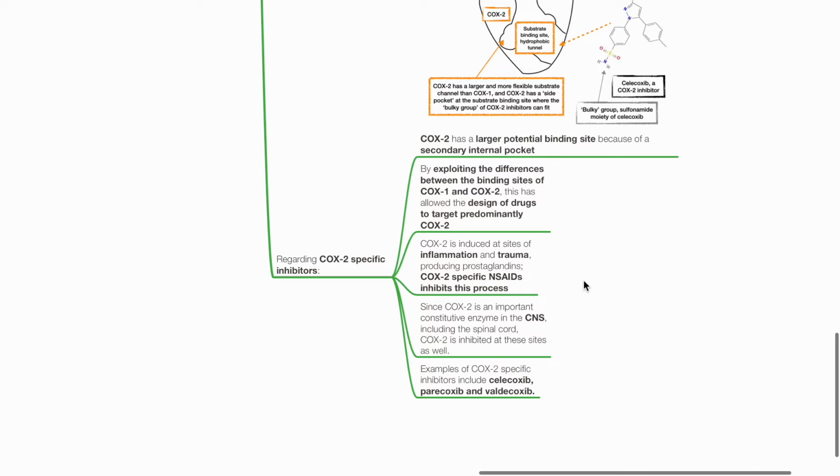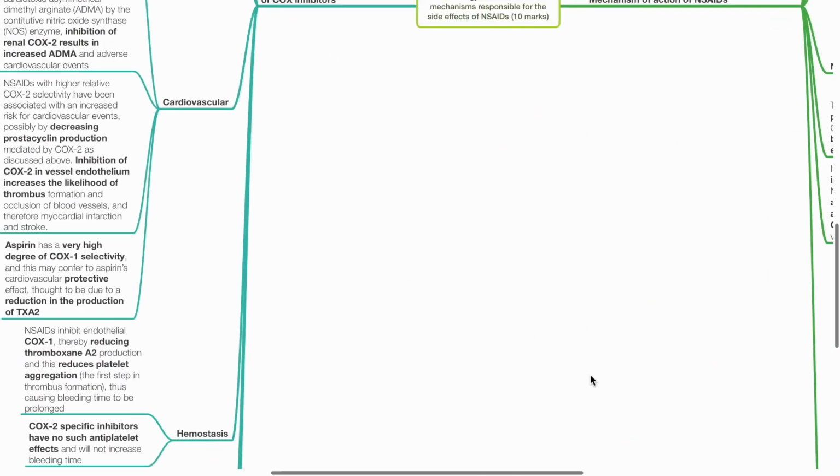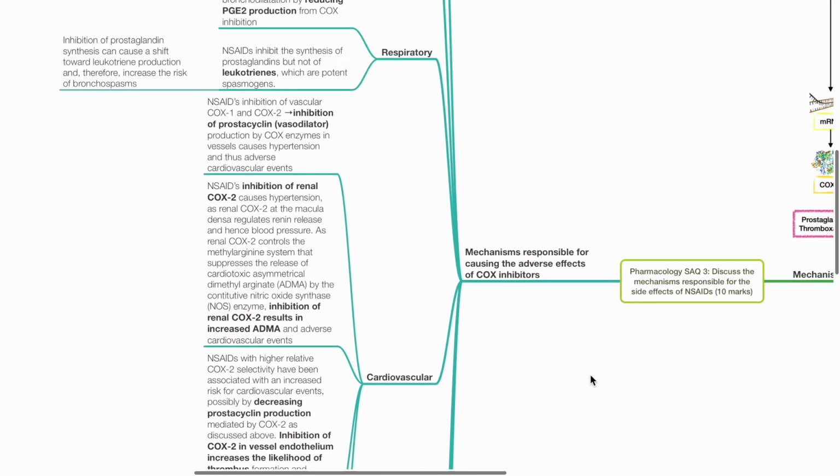Since COX-2 is an important constitutive enzyme in the CNS, including the spinal cord, COX-2 is inhibited at these sites as well. Examples of COX-2 specific inhibitors include celecoxib, parecoxib, and valdecoxib. Mechanisms responsible for causing the adverse effects of COX inhibitors.